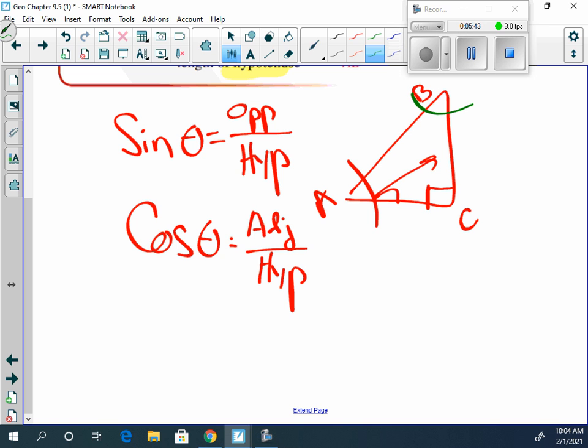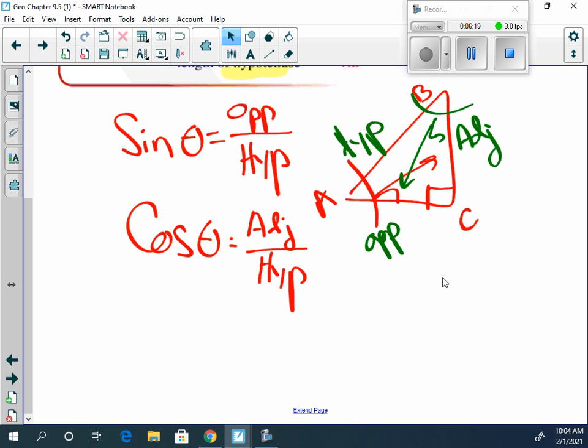Now, say we're talking about angle B. Now this side is opposite, and this side here is adjacent, because adjacent is going to be right next to it. It's going to be part of that angle. Opposite is on the far side. Now, the side opposite 90 degrees is always going to be the hypotenuse. Hypotenuse is the longest side. The longest side is always opposite the right angle.